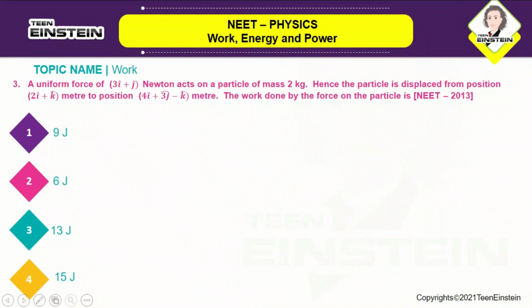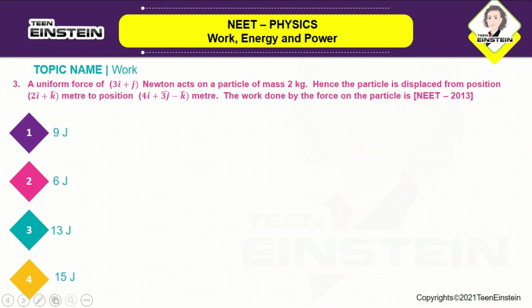Okay, we will move on with the next question. A uniform force of 3i plus j newtons acts on a particle of mass 2 kg. Hence, the particle is displaced from a position 2i plus k meters to a position 4i plus 3j minus k meters. So again they want us to calculate the work done by the force on the particle. This is also similar to the previous question.